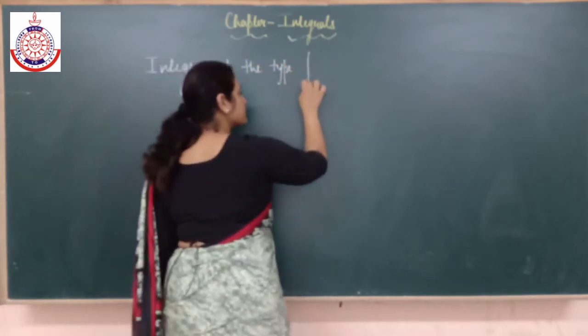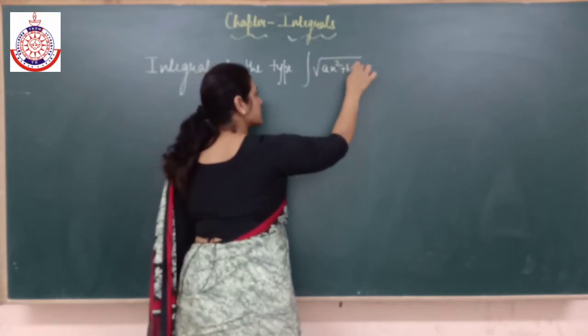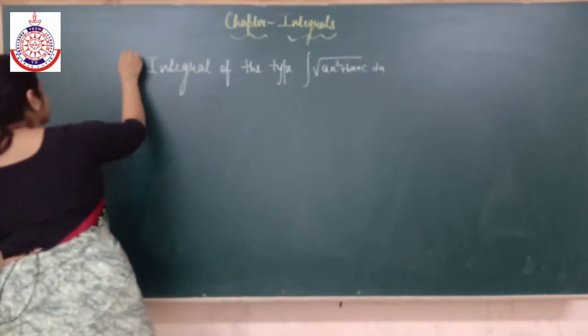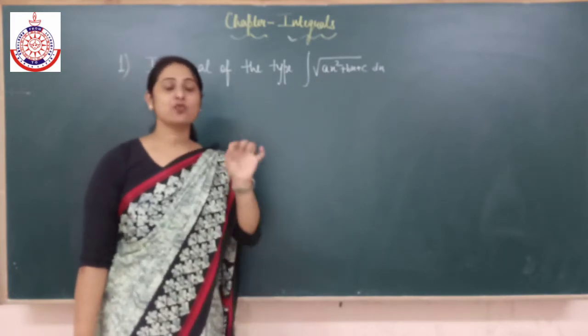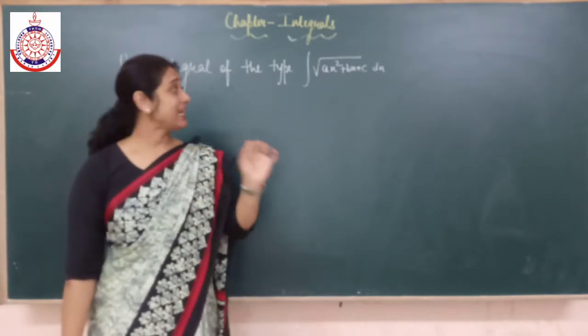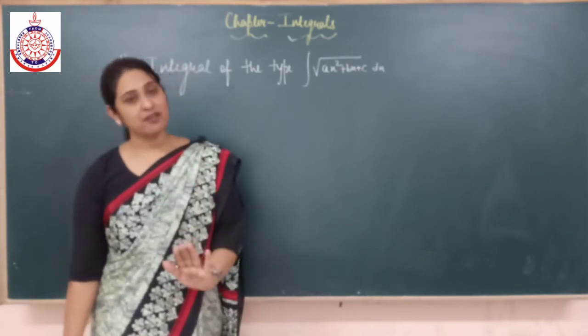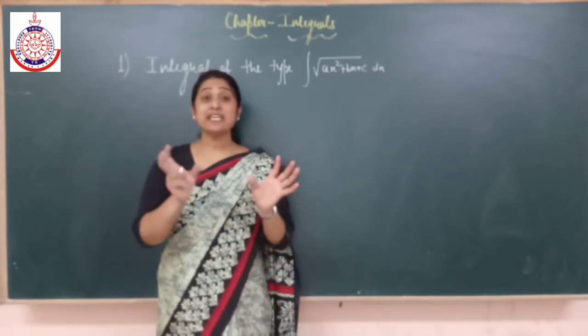The first is under the root ax square plus bx plus c. I know you remember it. We have done the same form in the denominator, 1 upon under root ax square plus bx plus c. What we used to do there, exactly the same thing we have to do it here. We used to do completing the square.